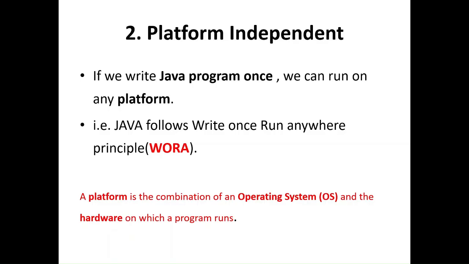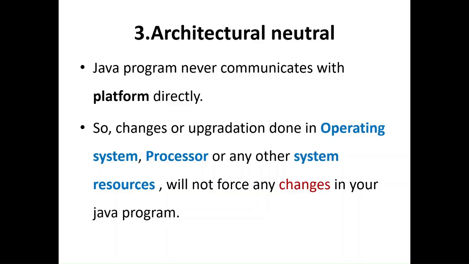For example, the platform like Mac OS with Apple MacBook, that is another platform, or any Linux server, that is another platform. So once the program is compiled in one platform, it can also be executed in another platform. The same dot class file, the compiled file, that's possible. That's why they call Java WORA, that is write once, run anywhere. That is platform independent and architecture neutral.